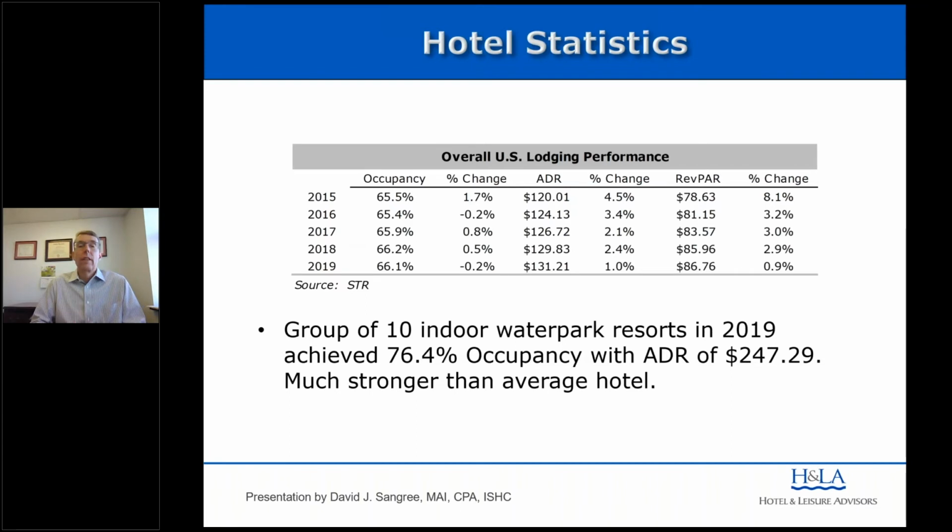Now, I just want to give you some statistics on U.S. lodging performance. In 2019, the United States achieved an occupancy of 66.1% with an average daily rate of $131. As a comparison, 10 larger destination indoor water park resorts in the United States achieved an occupancy of 76.4% with an ADR of $247. So their performance level was much better than the U.S. performance overall. There are other water park resorts that we've studied that have lower performance levels than these 10, but these show you just how these properties can achieve strong numbers that are in excess of the average hotel. In these cases, the average daily rate includes usage of the water park. So it's both the room rate and the tickets to the water park, not a separate admission.